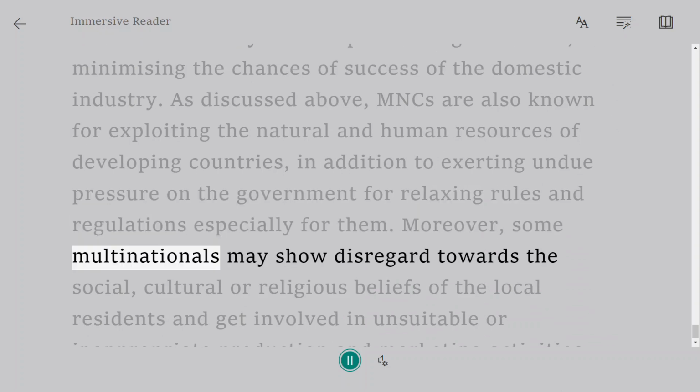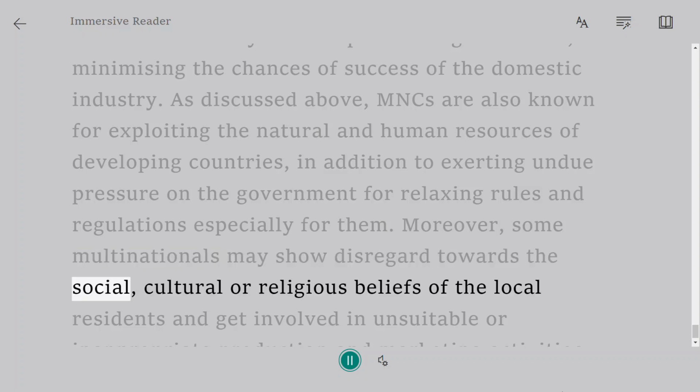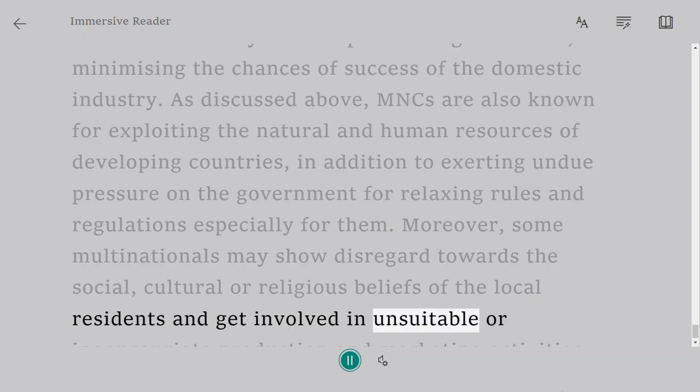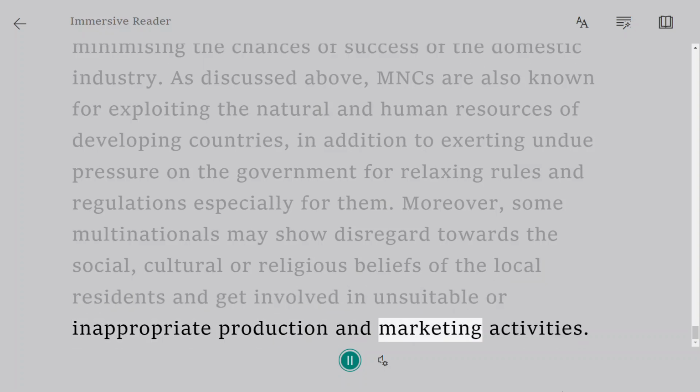Moreover, some multinationals may show disregard towards the social, cultural, or religious beliefs of the local residents and get involved in unsuitable or inappropriate production and marketing activities.